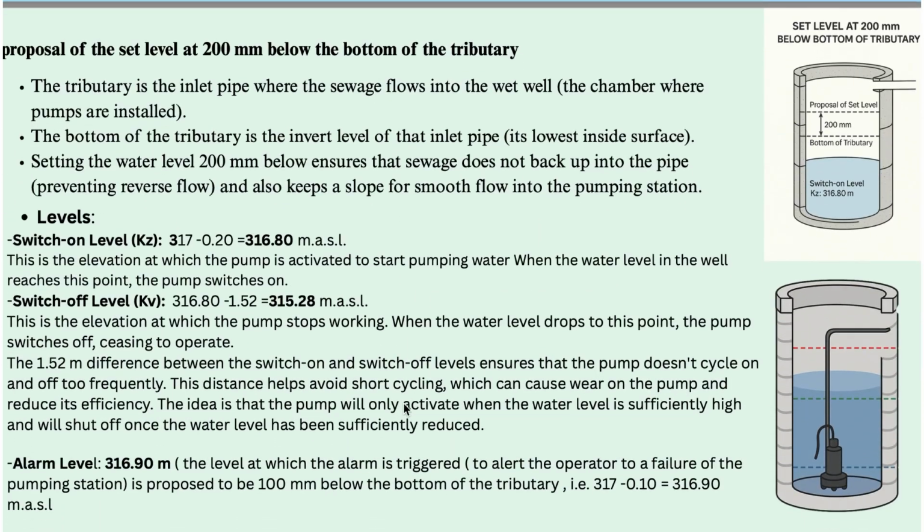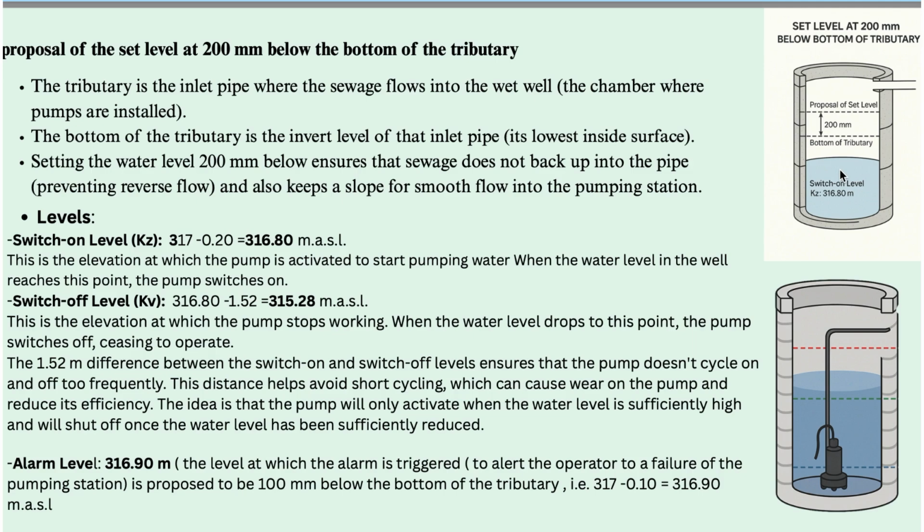So this is how the figure looks like. You will also propose a set level below the bottom of the tributary. It's usually 200 millimeters here. The tributary is the inlet pipe where the sewage flows into the wet well. The bottom of the tributary is the invert level of that inlet pipe, which is the lowest inside surface.